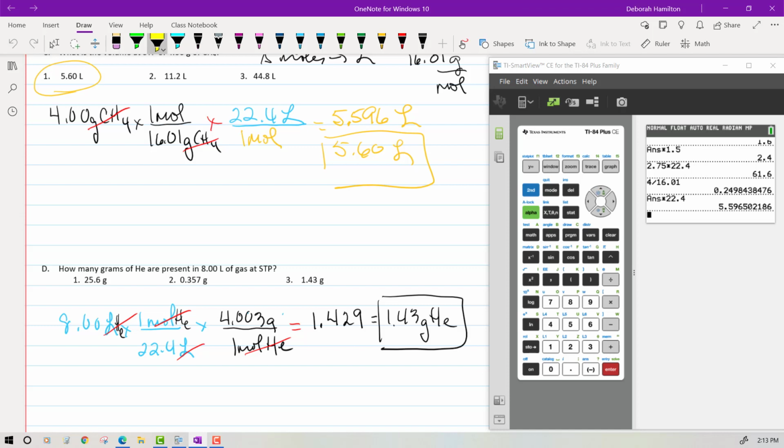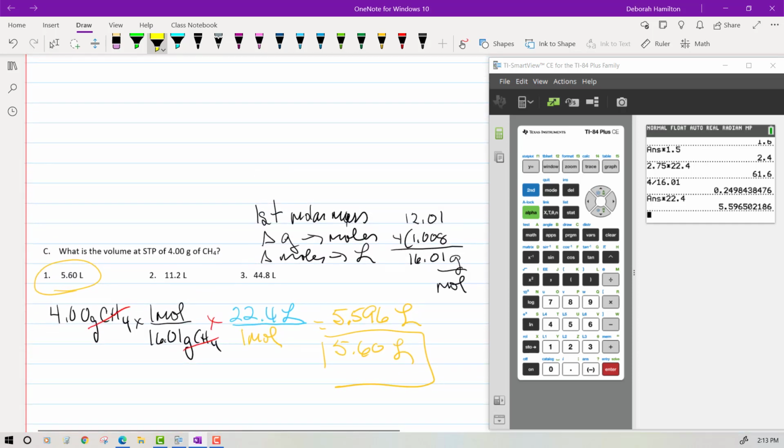All right, so let's take a look at how that happened. We were starting with 8 liters. If I know that we're at STP, I can use this factor, the 1 mole over 22.4 liters, to get back moles of this gas. And then I know the gram quantity of helium at 1 mole is 4.003. So I bring that in as a multiplier, and I get 1.429, rounded to 3 significant digits, 1.43 grams.